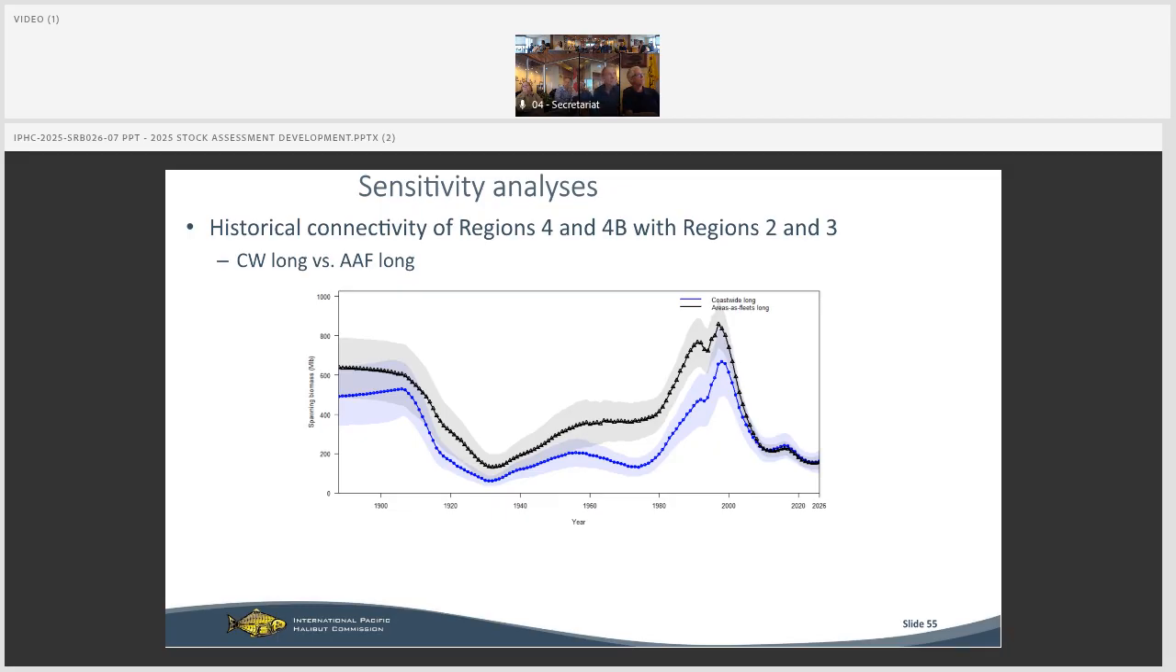So this is just the results of the coastwide long and the areas-as-fleets long model paired together.